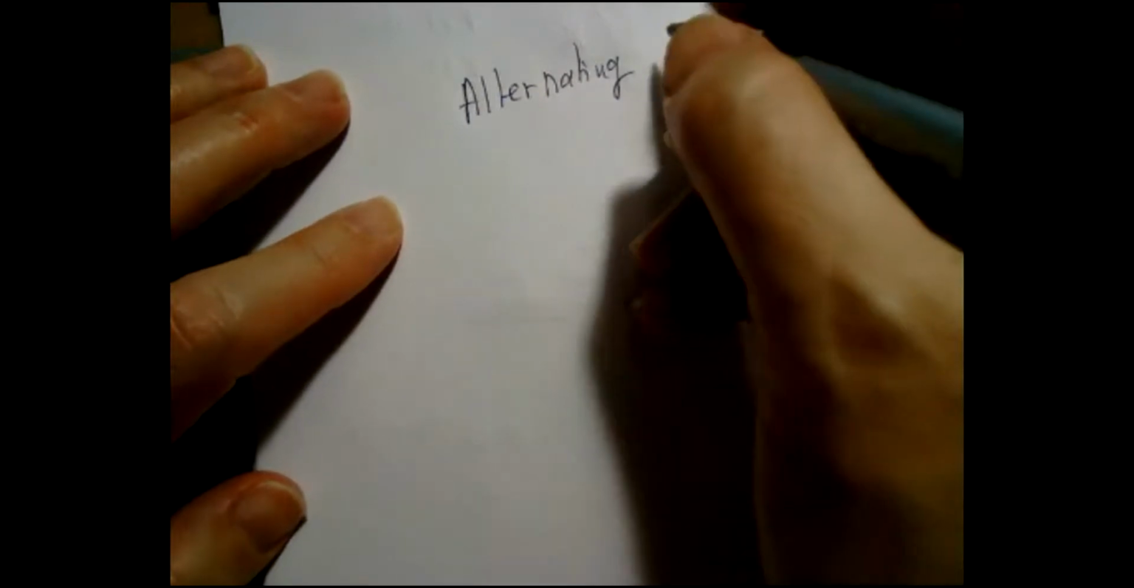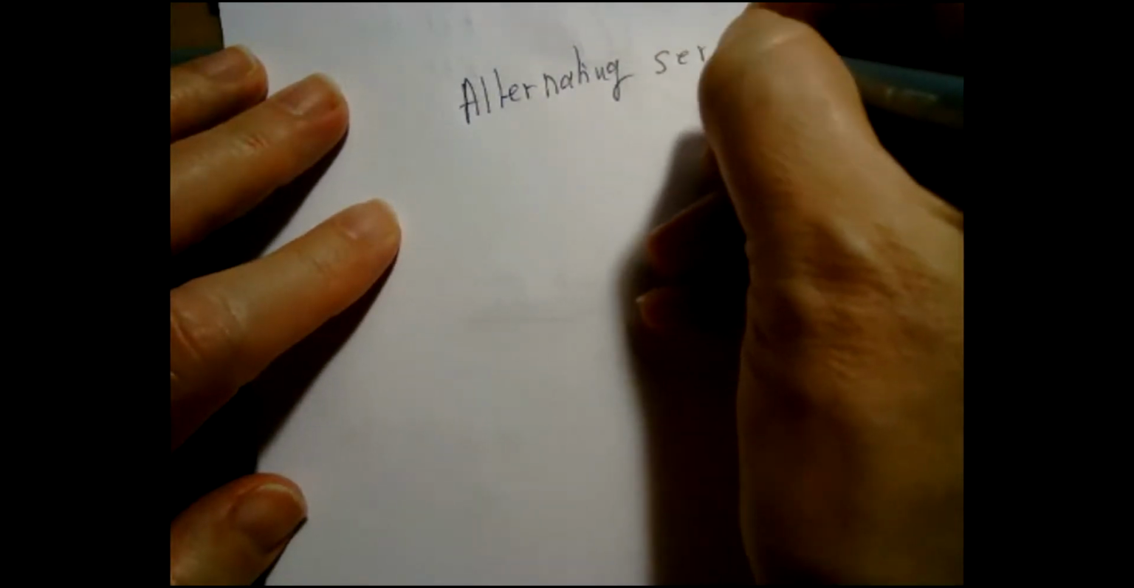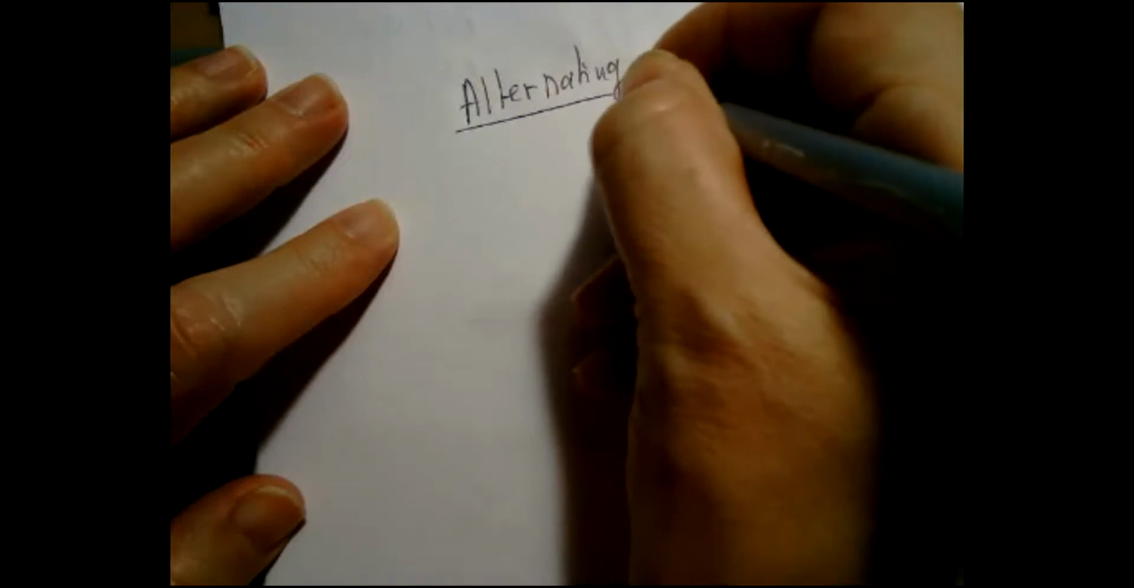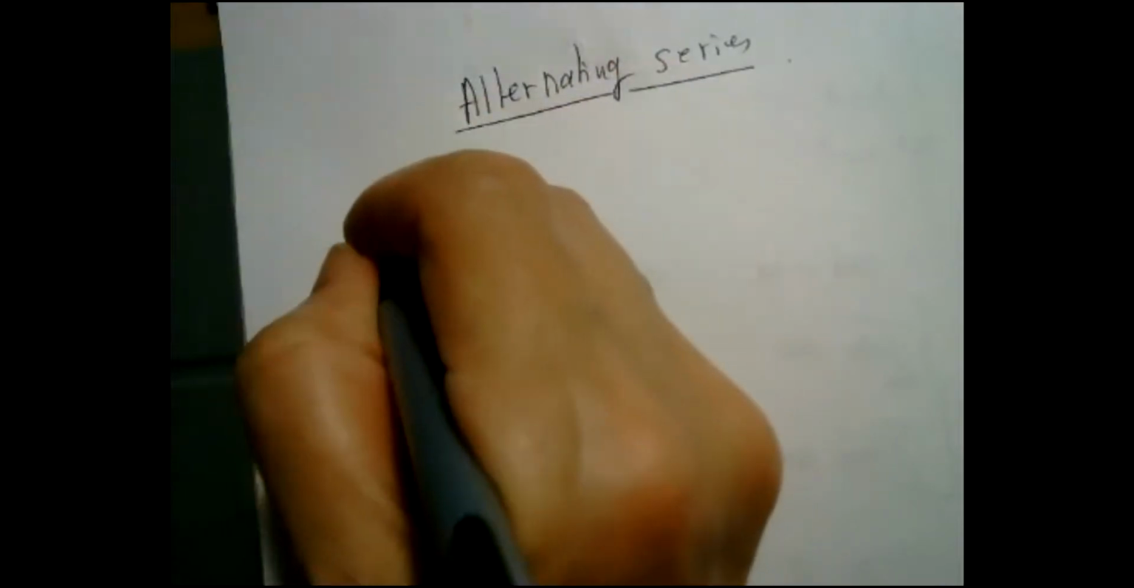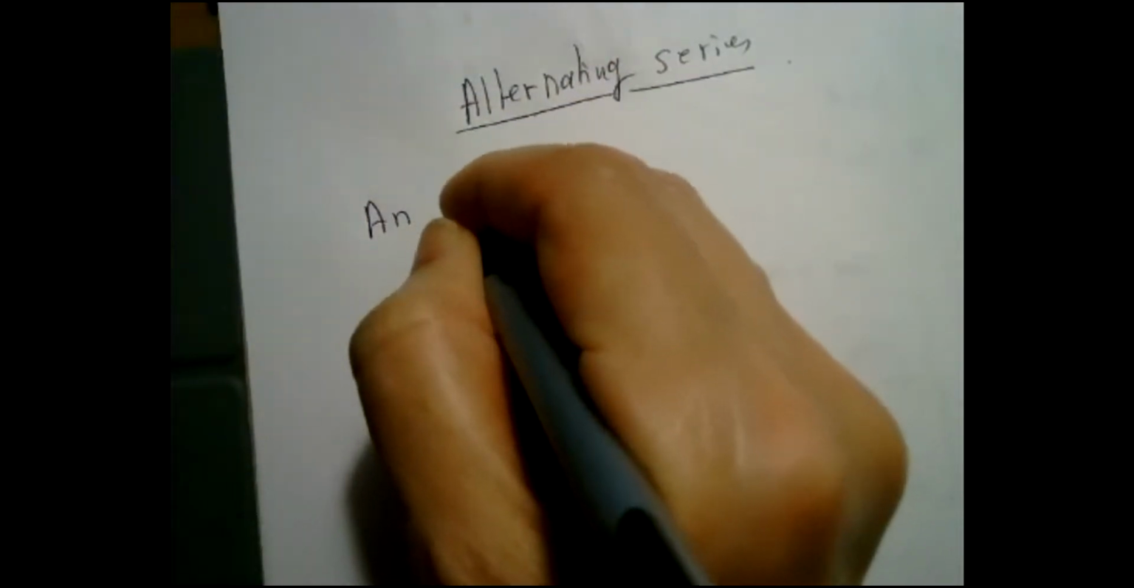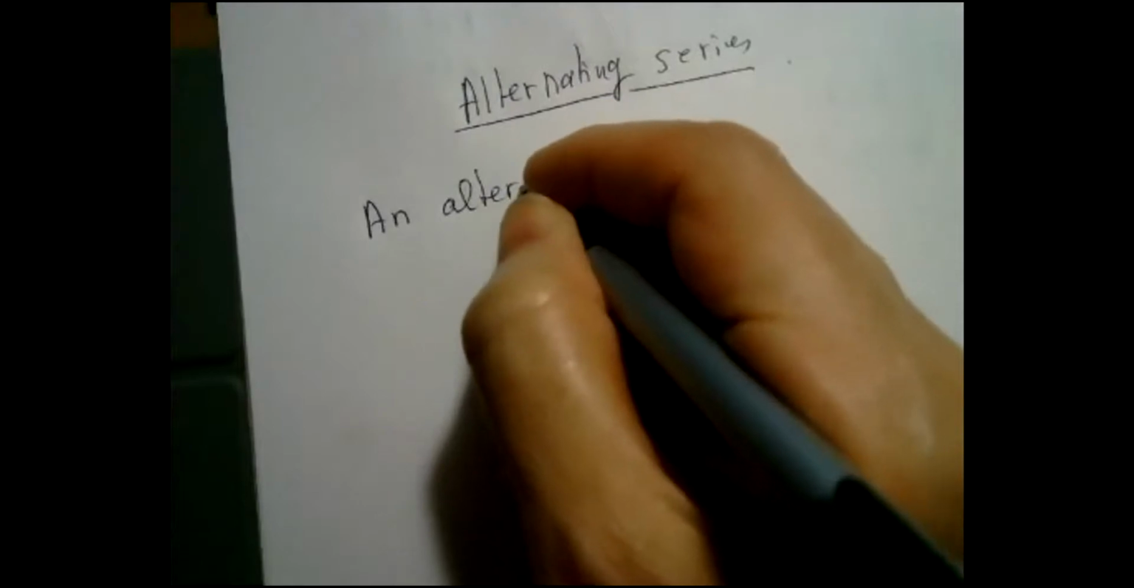So we're starting to move a little bit away from series with positive terms. And today we see a very specific type of series that comes up. That's why we have to study them. Alternating series. Now, what's an alternating series? An alternating series is a series where the terms alternate.